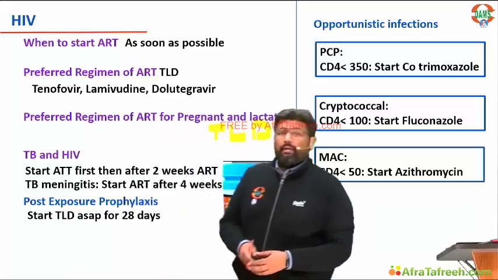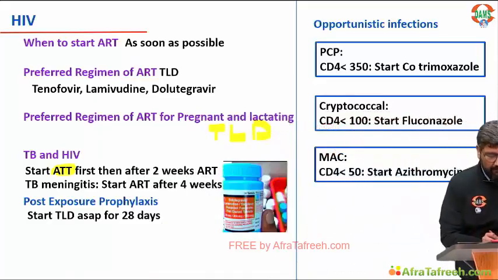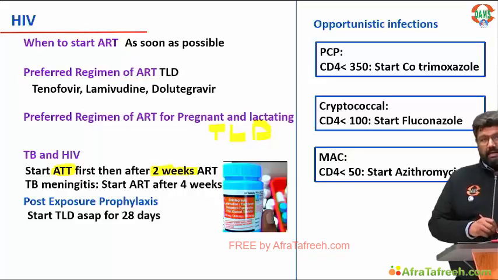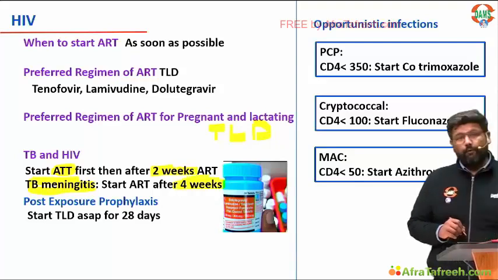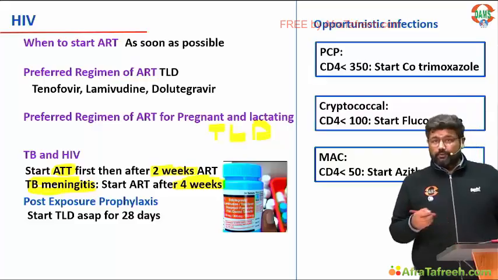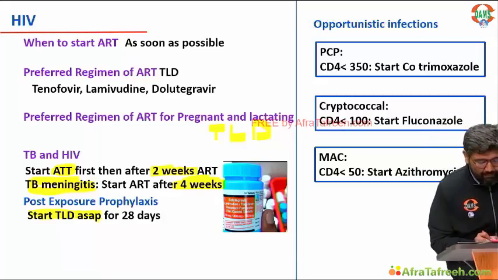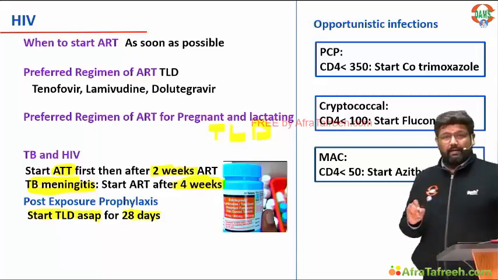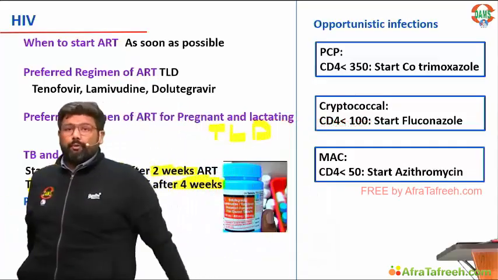If I talk about TB and HIV together, then start ATT first. After 2 weeks, start ART. If it is a case of TB meningitis, then you have to start it after 4 weeks. What is the regimen for post-exposure prophylaxis? Start TLD as soon as possible. Give it for 28 days.